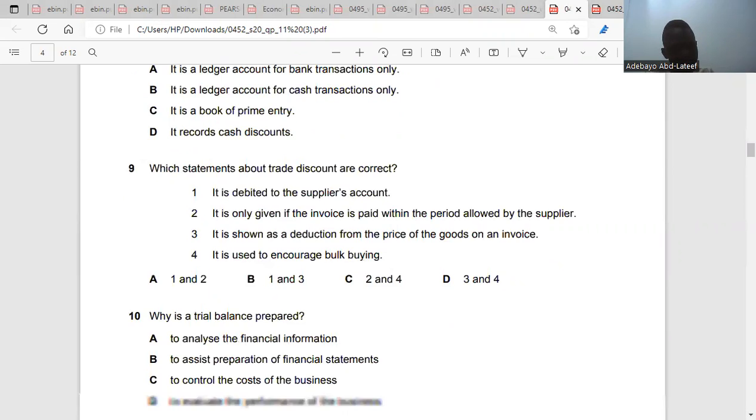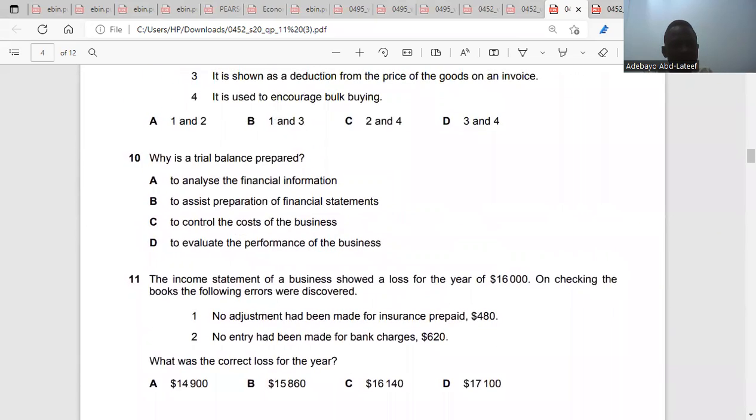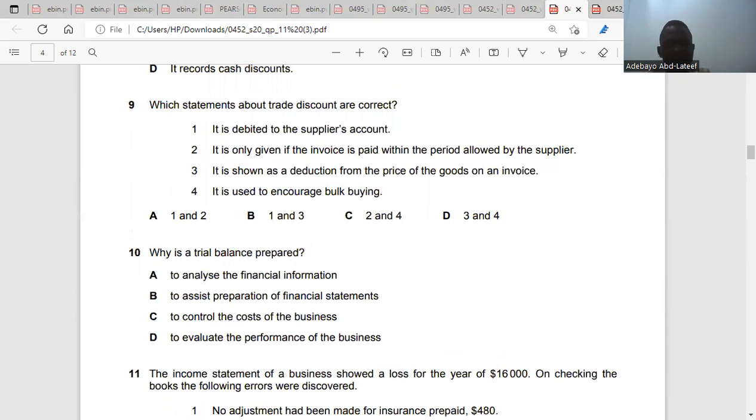We go to question 9. For question 9, they said, which statements about trade discounts are correct? It is debited to the supplier's account. No. It is only given if the invoice is paid within the period allowed by the supplier. That's a cash discount. It is shown as a deduction from the price of the goods on an invoice. Yes. It is used to encourage bulk purchasing. Yes. So it is 3 and 4. D. Question 9 is D.